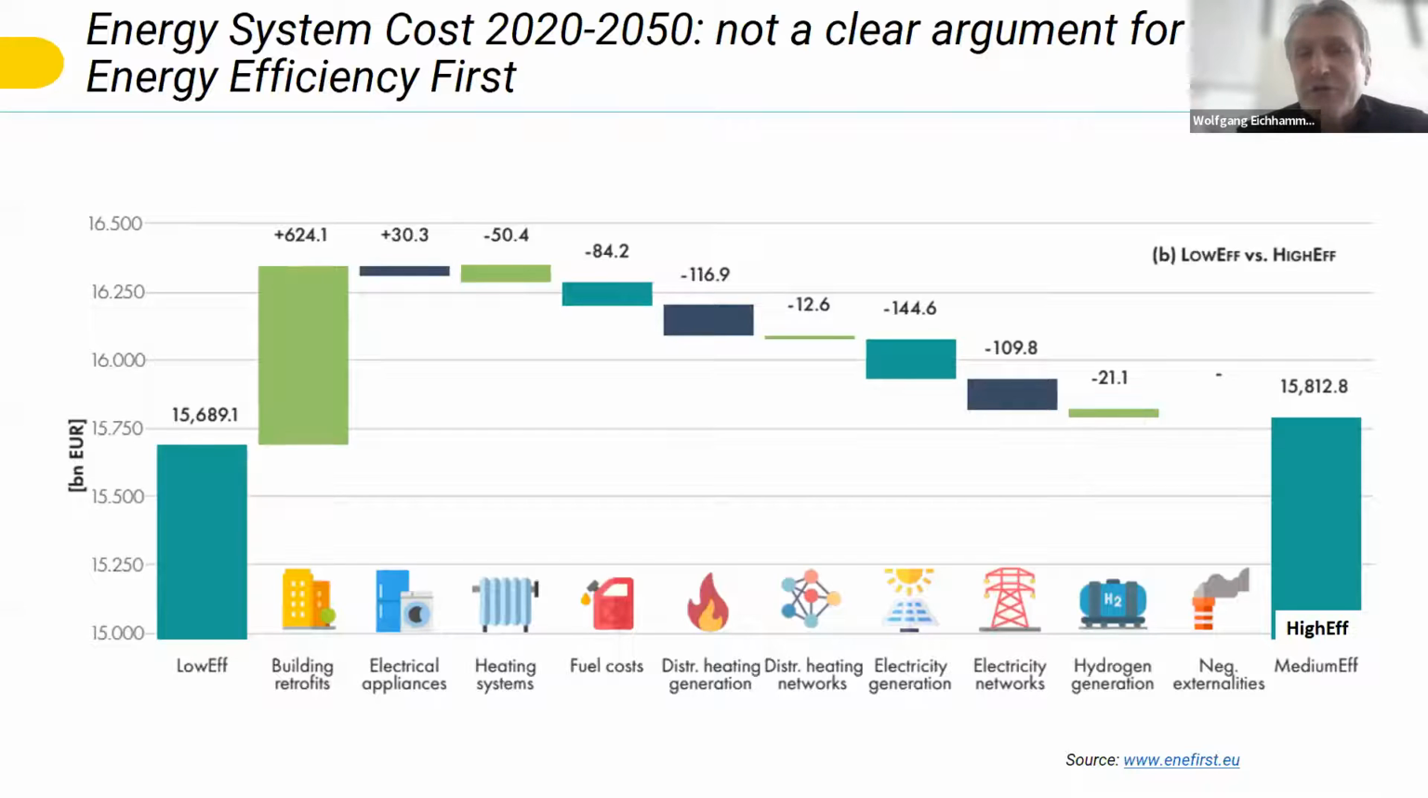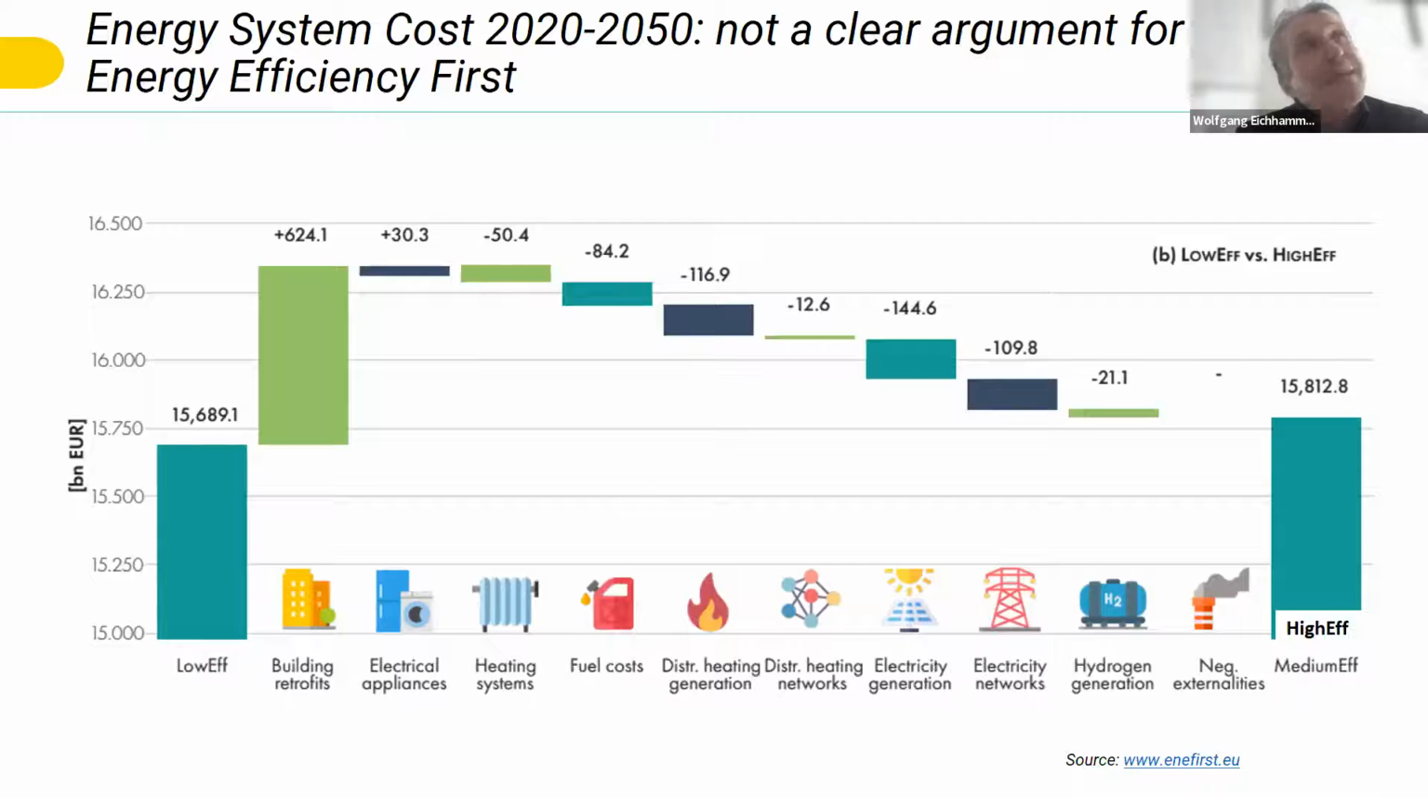So the conclusion from this approach is that the high efficiency scenario is a little bit more expensive than the low efficiency scenario, not much more, but a little bit more expensive.